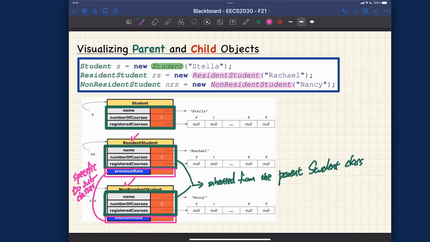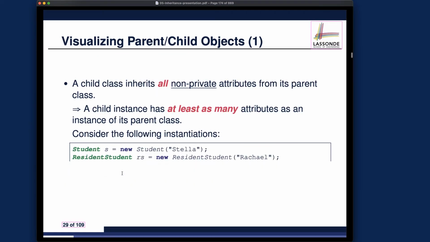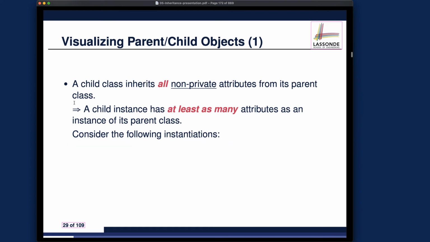Right? So it's really important for you to see the visualization. Whenever you want to visualize an object of a type, for example, resident student or non-resident student, that has some corresponding parent class, you must take into consideration the parent's declared attributes over here. That's why we got 4 attributes over here, and we got 4 attributes over here. And remember that phrase I want you to remember? Let me just revisit that. It's so important. A child instance has at least as many attributes as an instance of its parent class.